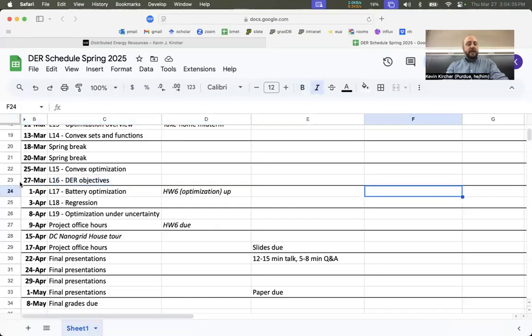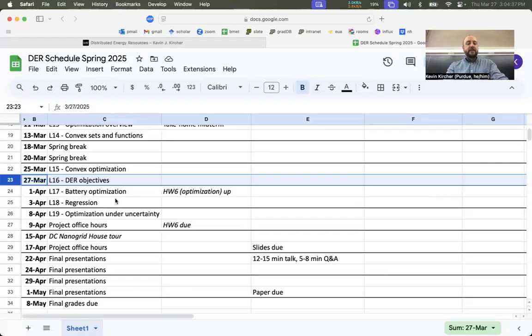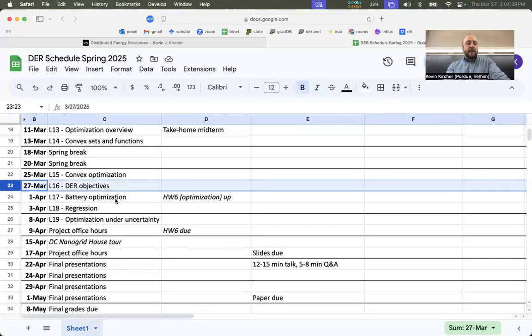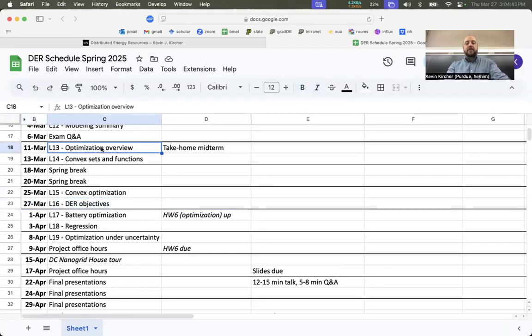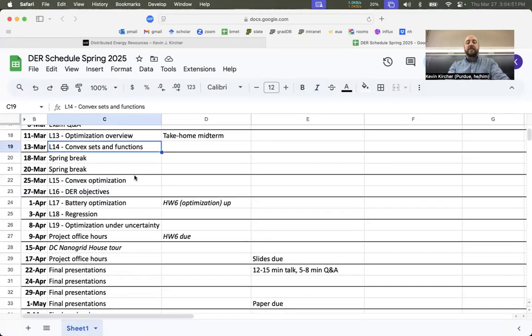All right, so this is lecture number 16 for distributed energy resources. The last three lectures, we talked about optimization. So we kind of introduced optimization broadly as a field. Then we talked about convexity as a way to simplify the very large and challenging landscape of optimization. And then last lecture, we talked a little bit about how we solve convex optimization problems in practice. And so that was kind of a two-part lecture.